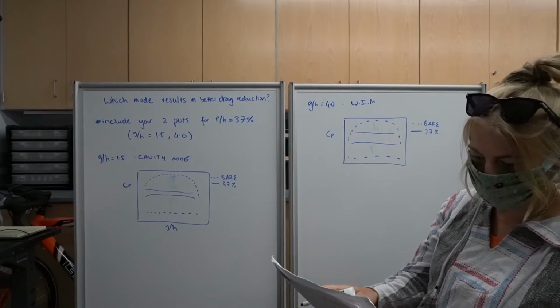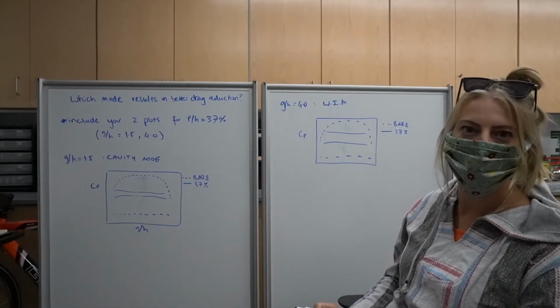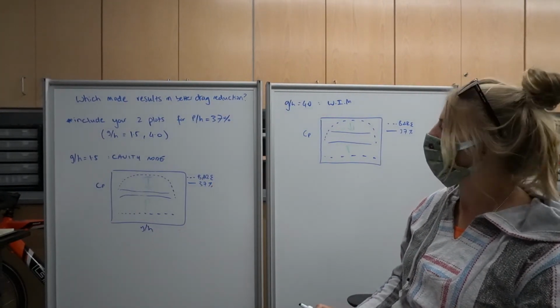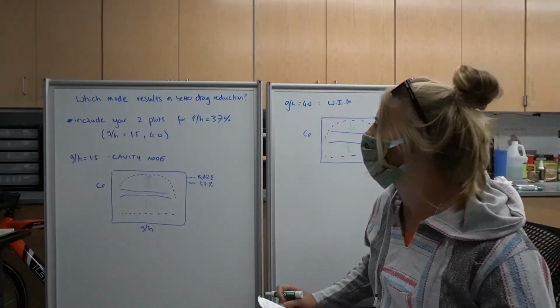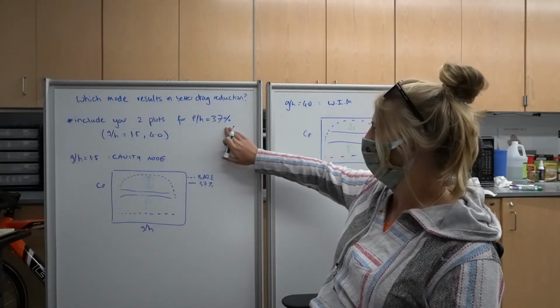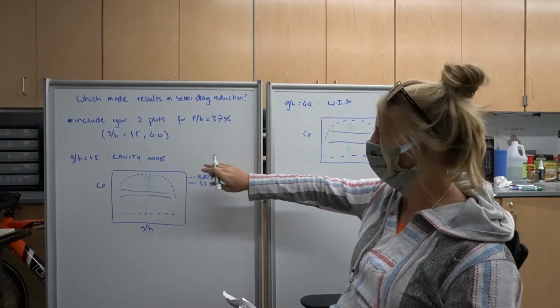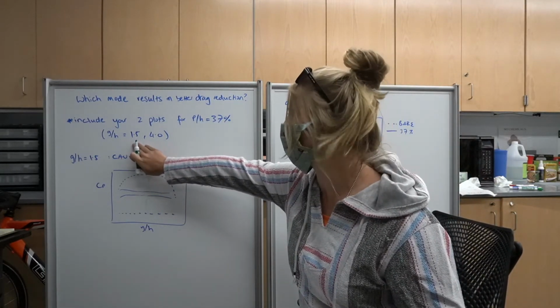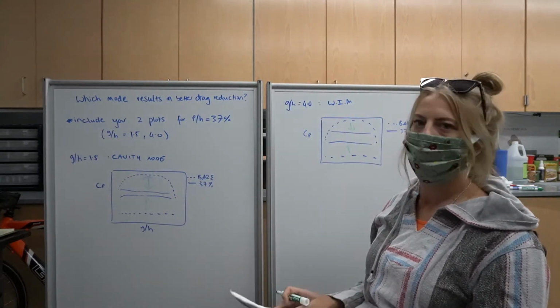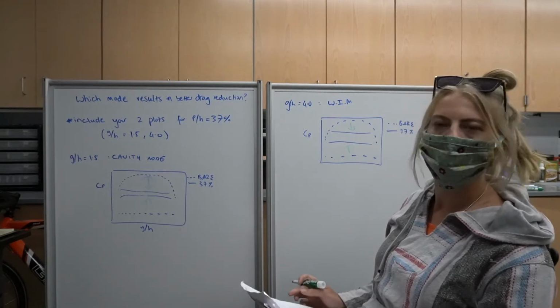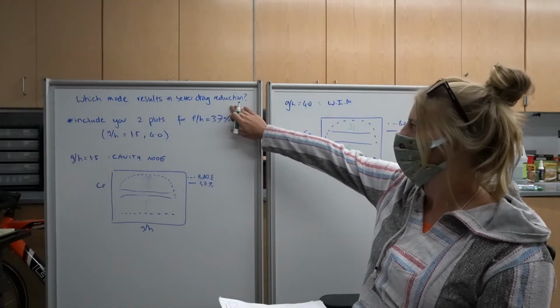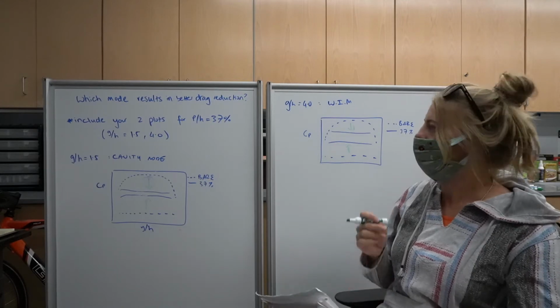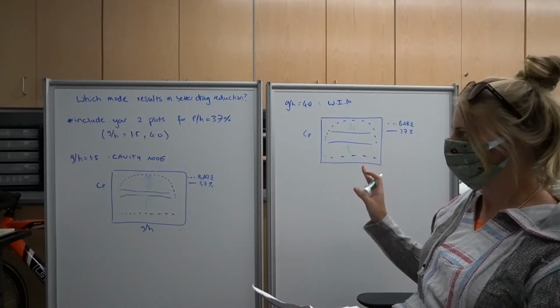So in your section 3.2, you also have to compare your data of the bare cylinder versus your plots with your 37% plate at plate distances of 1.5 and 4.0 in front of the cylinder. So we want to talk about which of the two modes results in better drag reduction, cavity mode or wake impingement mode as well.